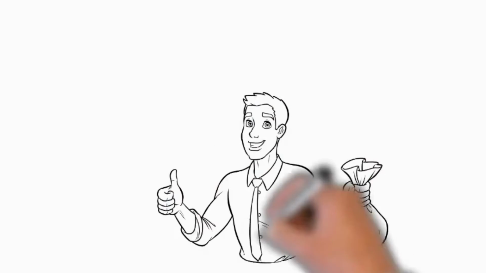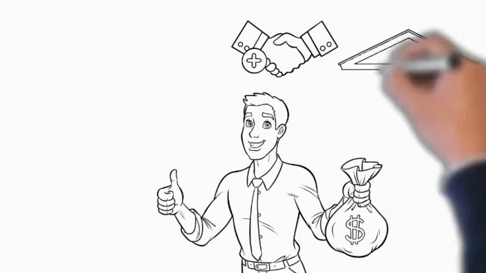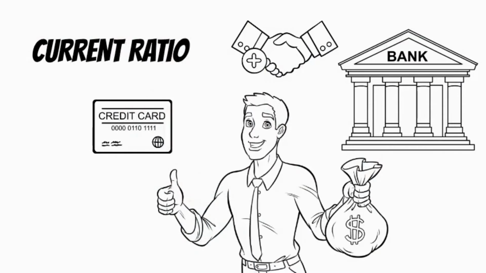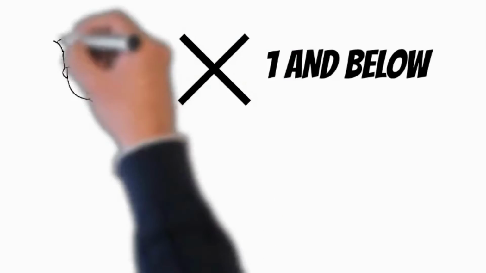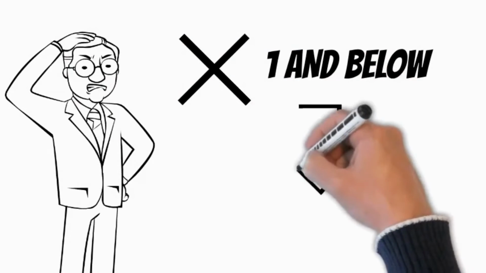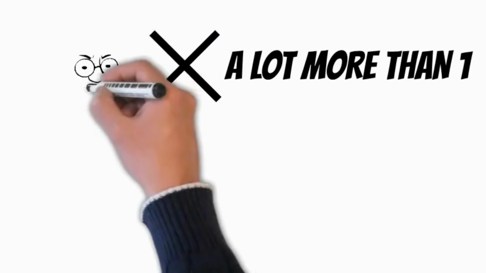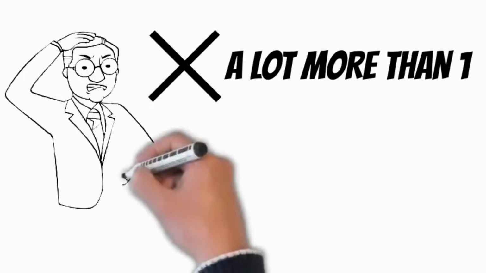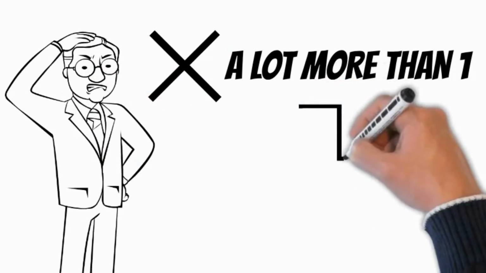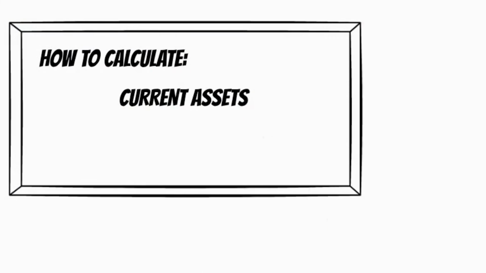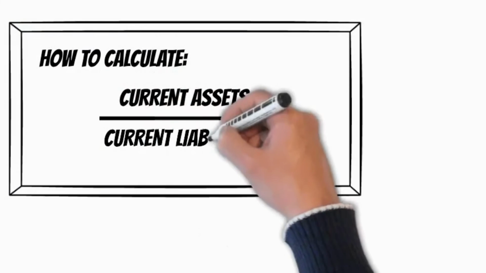Current ratio. This ratio measures whether your business has enough cash on hand to pay its short-term debts. If it is less than 1, the business might have a cash flow problem. If it is a lot more than 1, the business might have too much cash that could be used elsewhere, or it is carrying too much stock. It is calculated as follows: current assets over current liabilities.